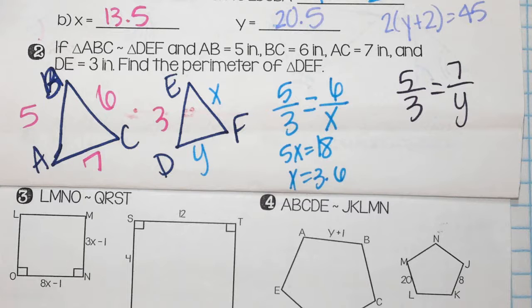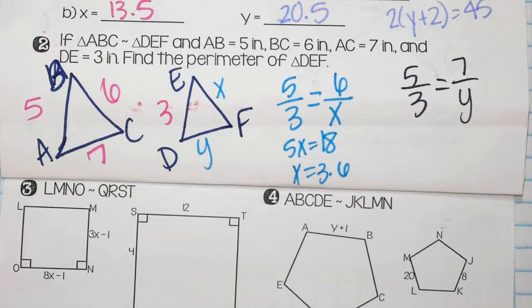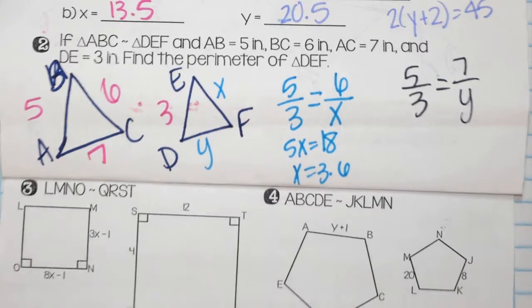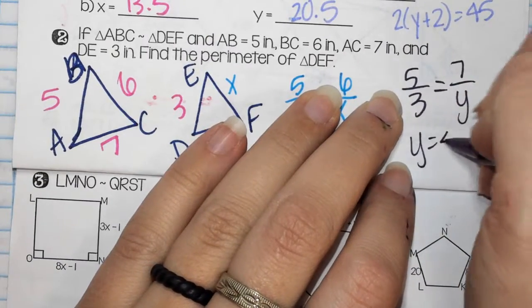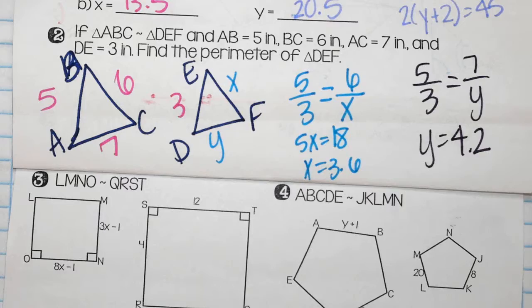Now I'm ready to do this. We have to do 3 and 4, and then we're going to do our thing. We're going to finish it tomorrow. It is 4.2. Did everybody get 4.2? Take a point. Yeah, look at us go.